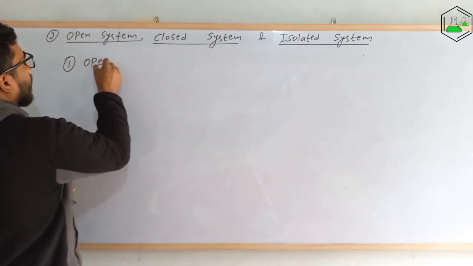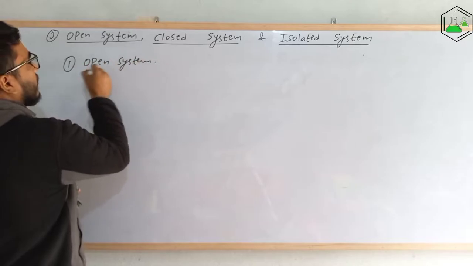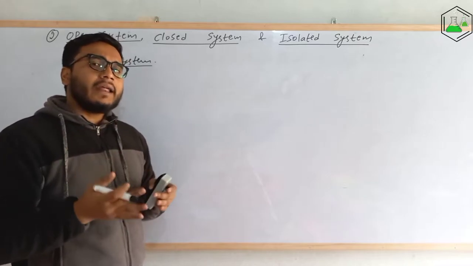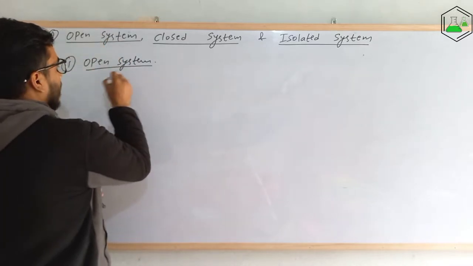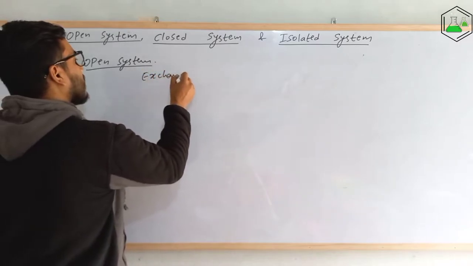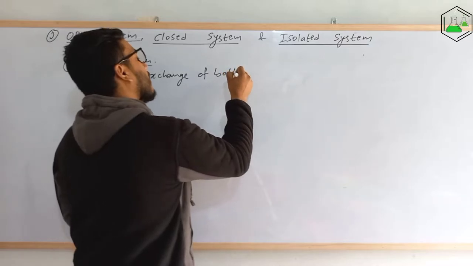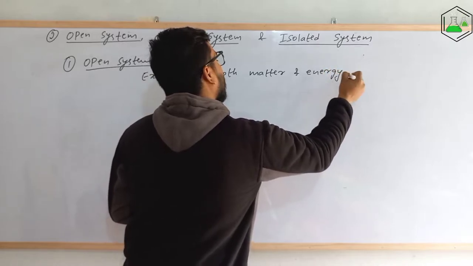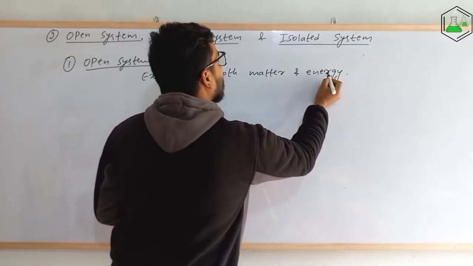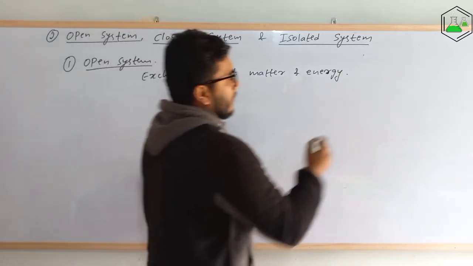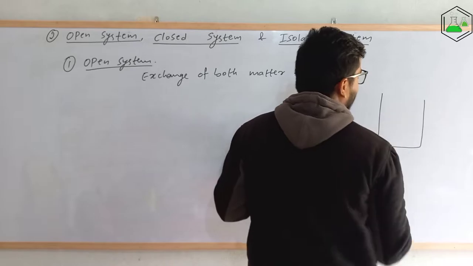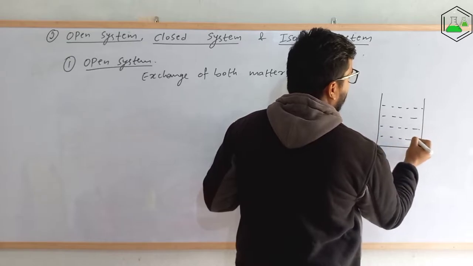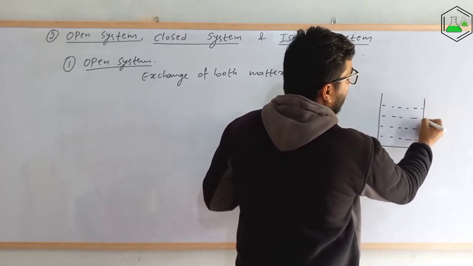First of all, let's understand open system. What is the meaning of open system? Open system is the system in which there is an exchange of both matter and energy between the system and surrounding. So there is exchange of both matter and energy in case of open system. Let me explain that with a diagram. Suppose this is the system part, and around it, obviously, there is surrounding. Here, this is the boundary, right?